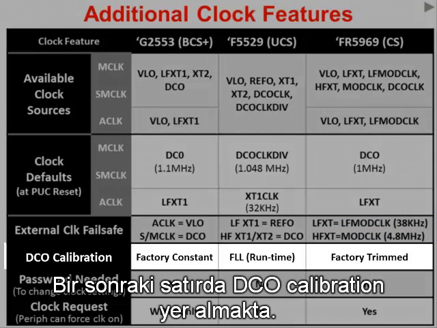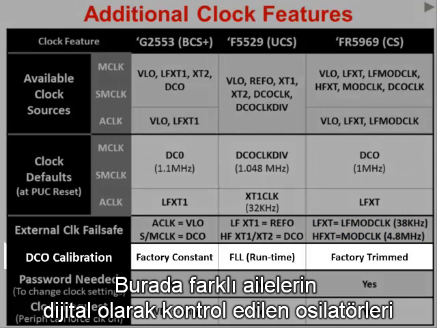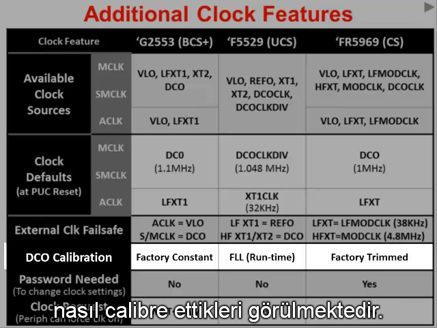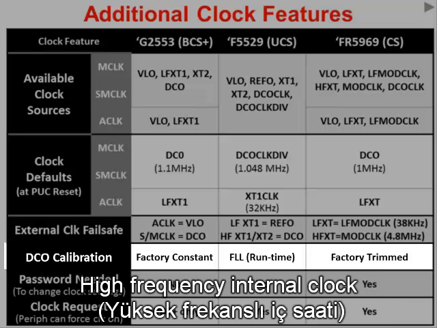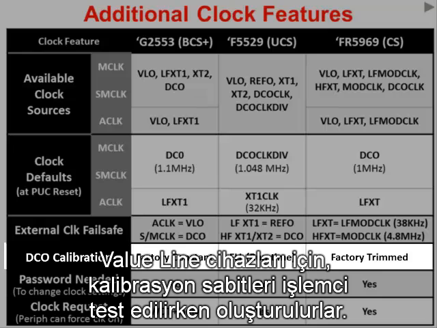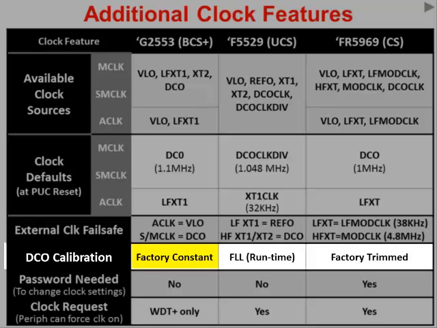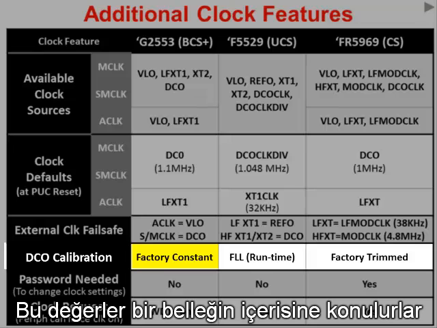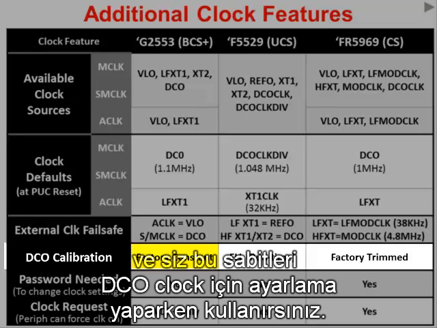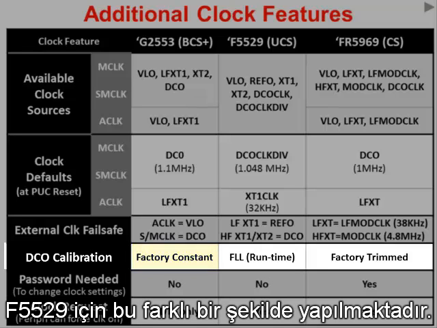Looking at the next row, DCO calibration, we see how each of the different families handles calibrating the digitally controlled oscillator. That is our high frequency internal clock. For the value line devices, a calibration constant is created during the test of the processor. That value is actually put into the Info A memory, and you can use that constant during setup to get the best accuracy in your DCO clock.